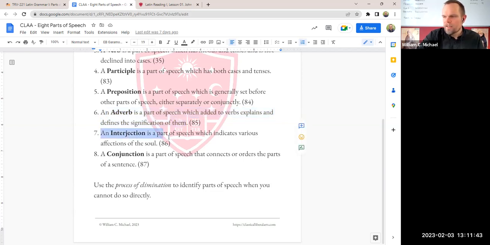Interjection. An interjection is a part of speech which indicates various affections of the soul or emotions. Does the word in express an emotion or an affection of the soul? Yes or no? No. That's off. A conjunction is a part of speech that connects or orders the parts of a sentence. Yes or no?